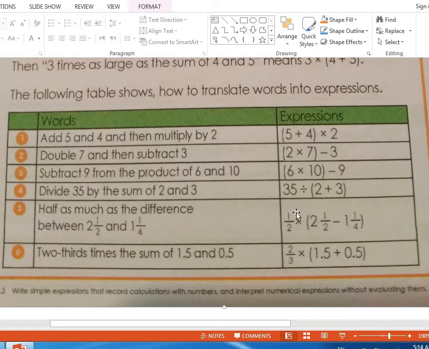Half times and then, in brackets, difference means here I put minus what and what? 2 and a half and 1 quarter. So I will put 2 and a half minus 1 quarter. Okay, 2/3 times the sum of 1.5 and 0.5. 2/3 times, it's very obvious here, brackets, 1.5, the sum of what, Karim? 1.5 plus 0.5.